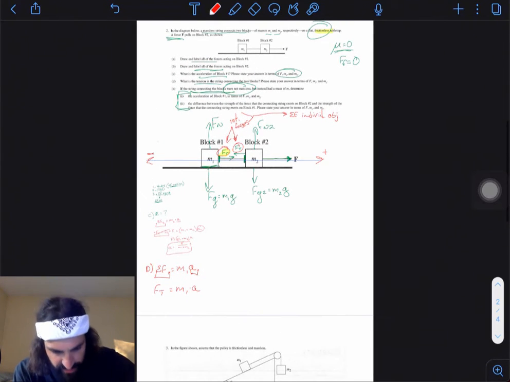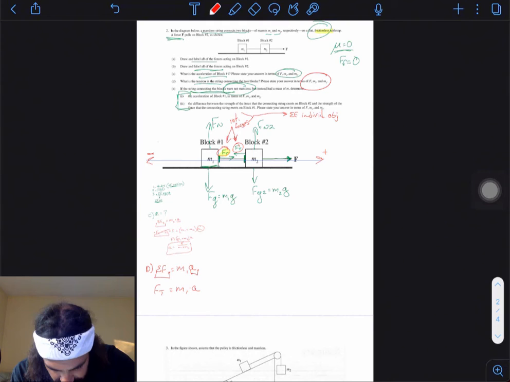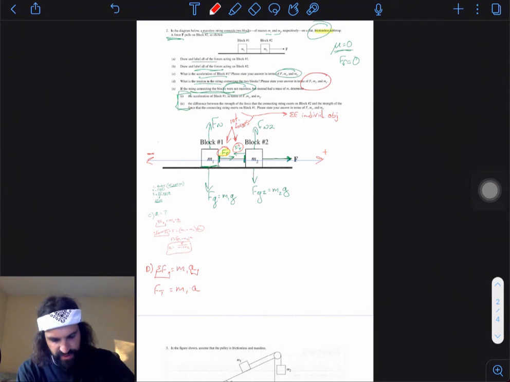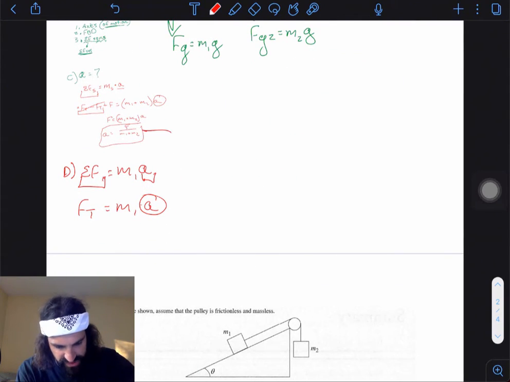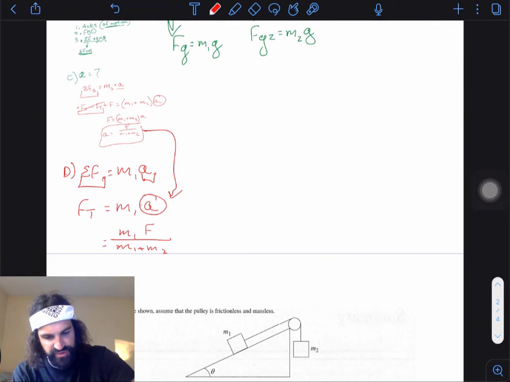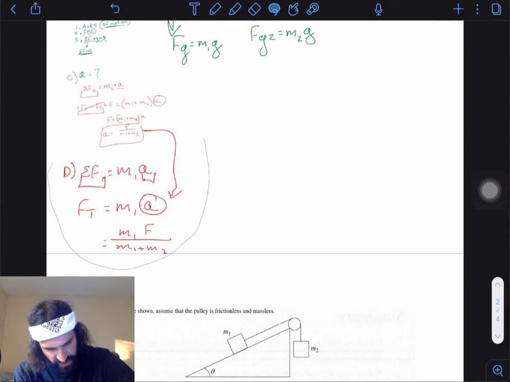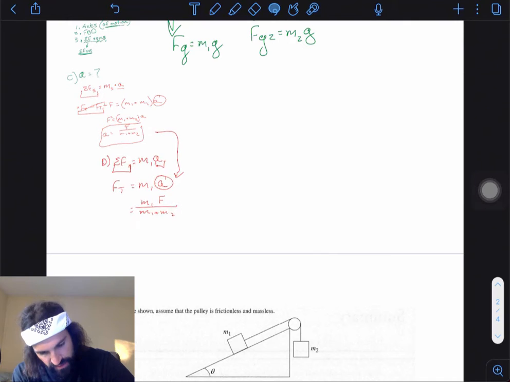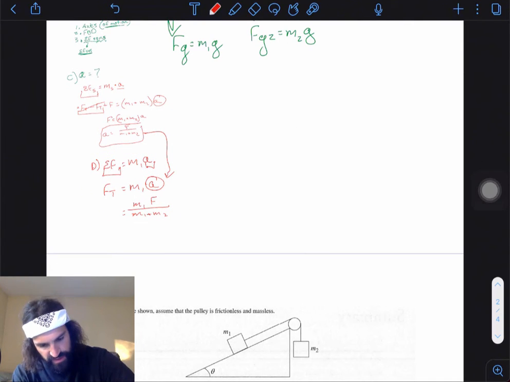But that's not one of the variables we were allowed to use. It had to be in terms of F, m1, and m2. So we need to get rid of A in terms of F, m1, and m2. Fortunately, we already have it. We solved for it in part C. So thank you, Princeton Review, for showing us what we had to solve for before we needed it. So it's m1 times F over m1 plus m2. You gotta be careful. Don't forget your subscripts when you're doing things like this. And let's shrink this just a hair. So now we have D done, and we can work on E.